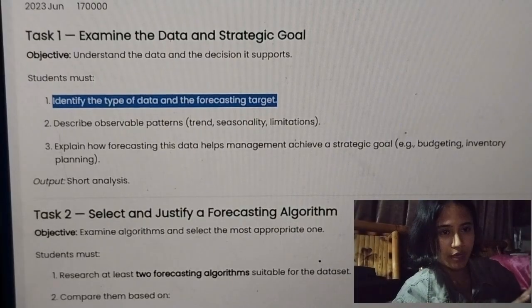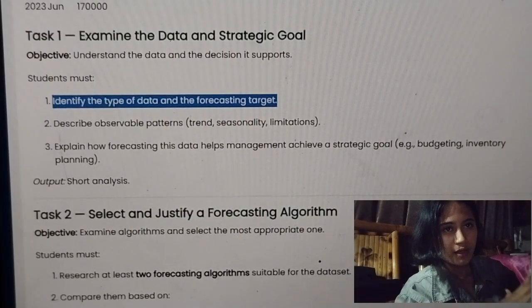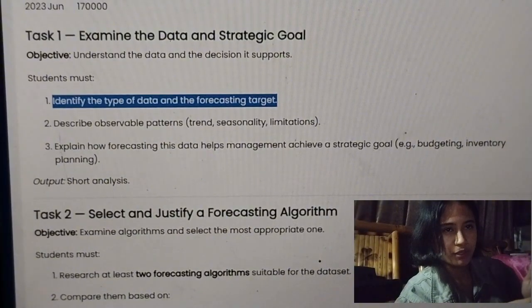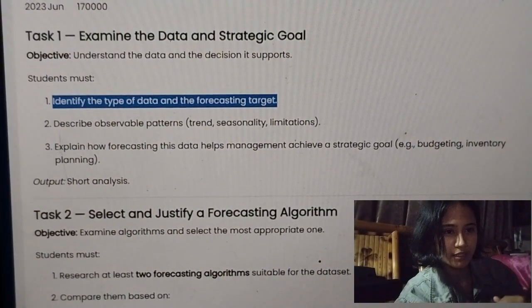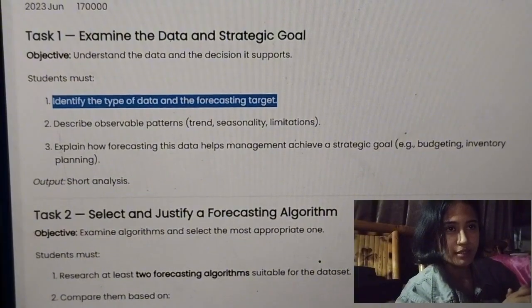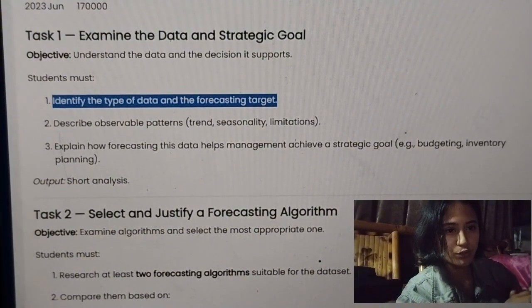For this laboratory exercise, task 1, the objective is to understand the dataset and explain how it supports a business decision. I will explain the type of data, identify the forecasting target, and describe observable patterns and connect forecasts to a strategic goal.